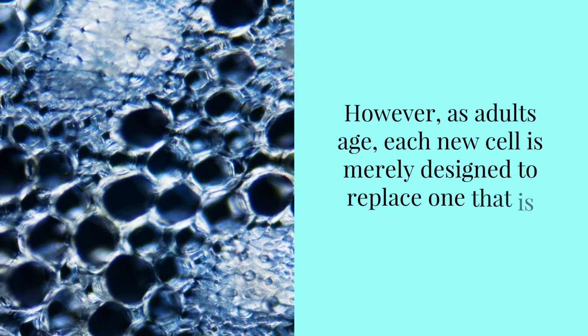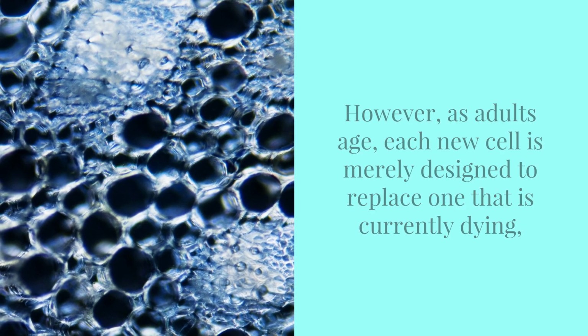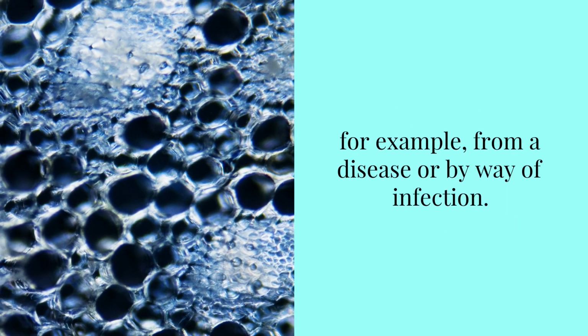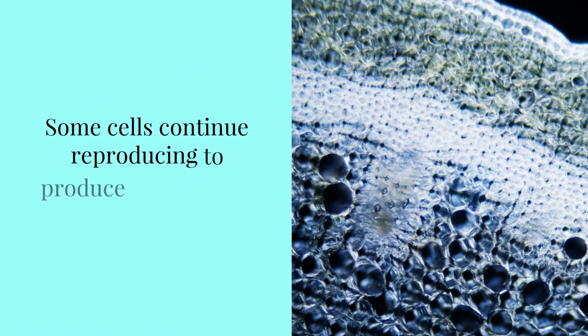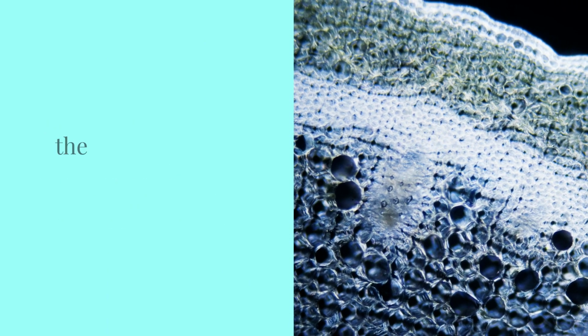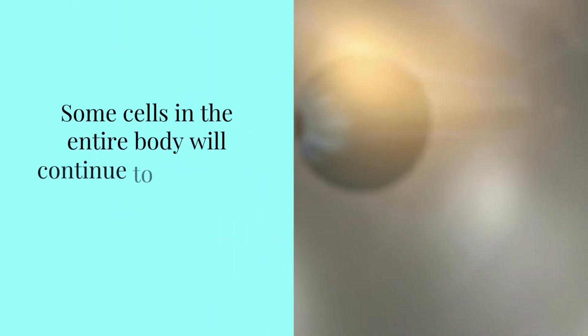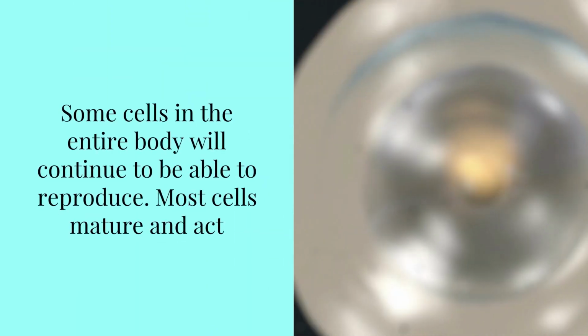However, as adults age, each new cell is merely designed to replace one that is currently dying, for example, from a disease or by way of infection. Some cells continue reproducing to produce sperm cells, hair cells, the gut, and blood cells that stem from the bone marrow. Some cells in the entire body will continue to be able to reproduce.